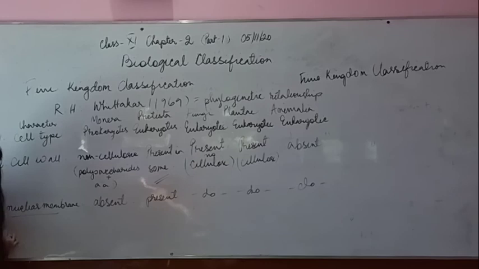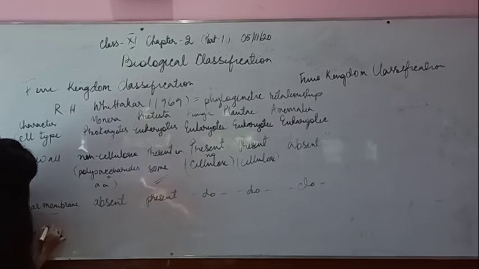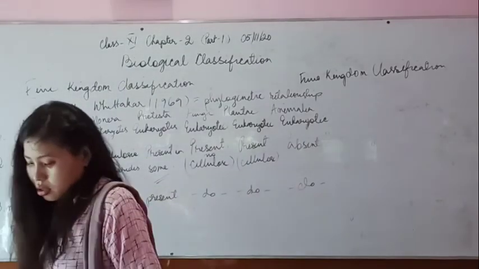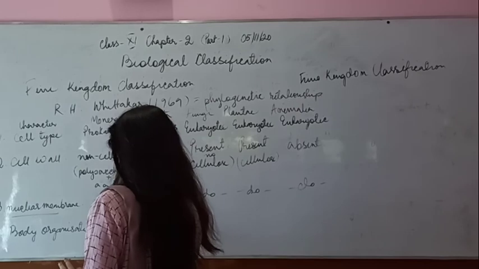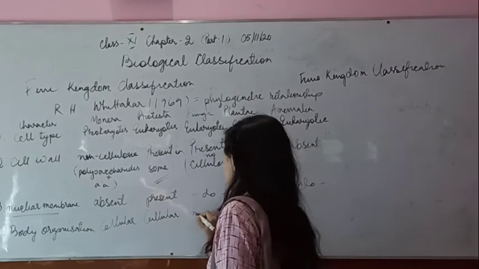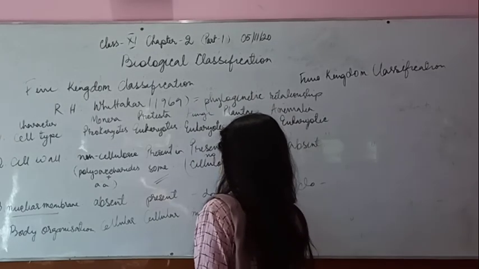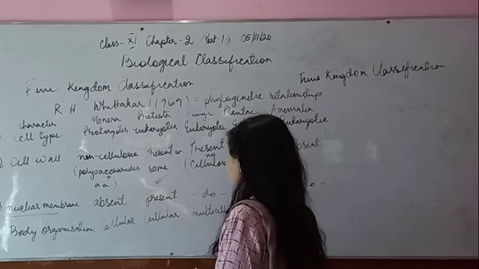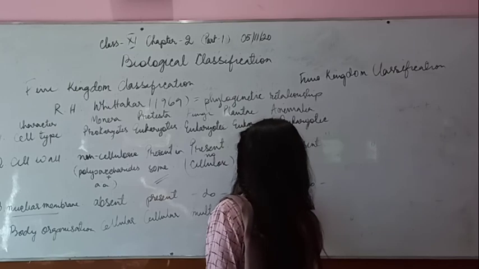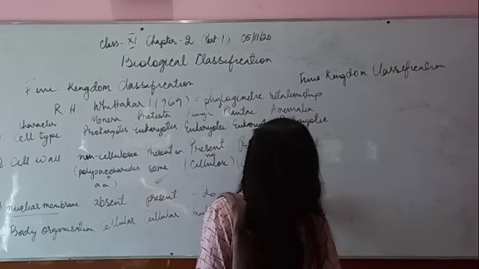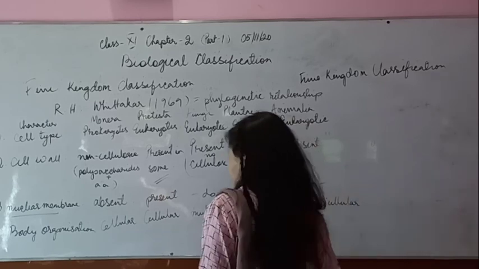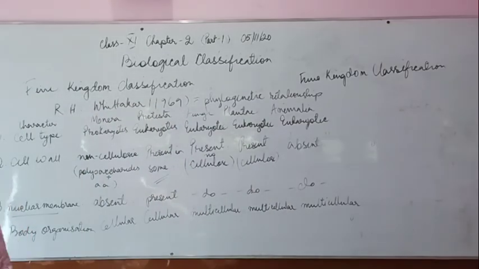Next is body organization. How the body is organized. Single cell, single cell, and in case of fungi, they are multicellular. Sometimes loose tissues can be found. And then in case of kingdom Plantae, they are multicellular. Animals also multicellular. Right, so this is about body organization.